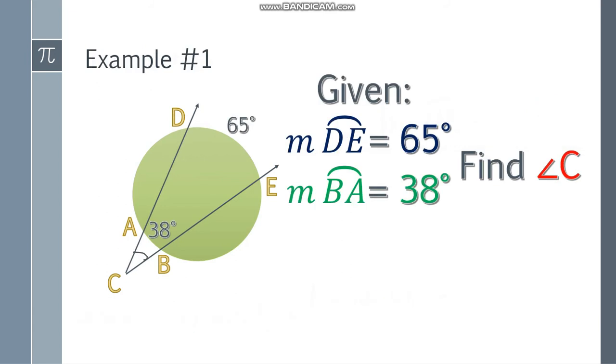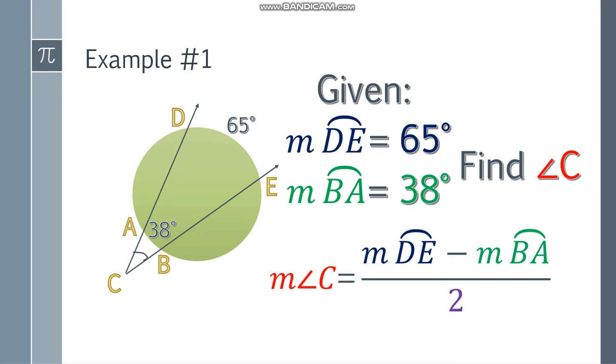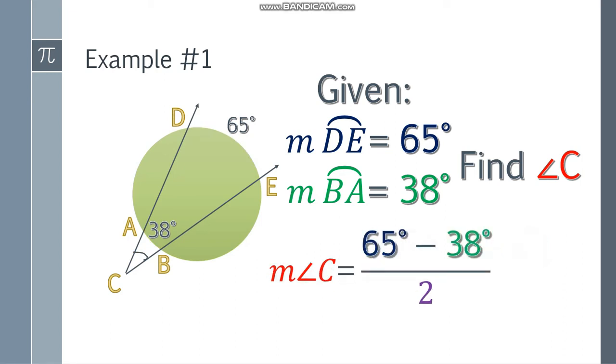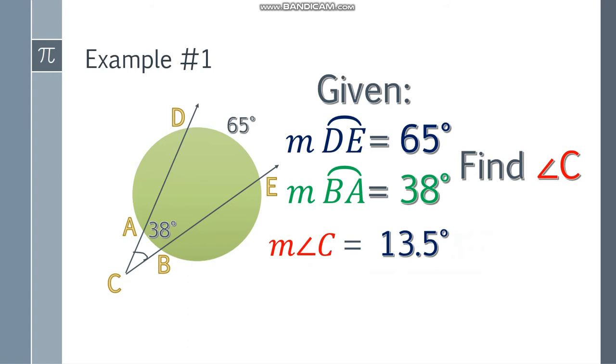Let's have the first example. Given the measure of arc DE is 65 degrees, and the measure of arc BA is 38 degrees. We are asked to find angle C. So let's place the formula: the measure of DE minus the measure of arc BA, divided by 2. Let's substitute the values. We have 65 here and 38 here, and now we're going to divide it by 2. So the final answer will be 13.5 degrees.